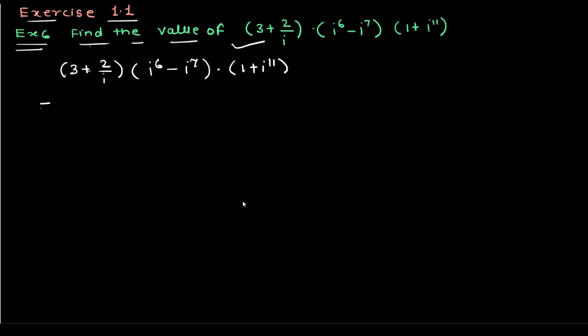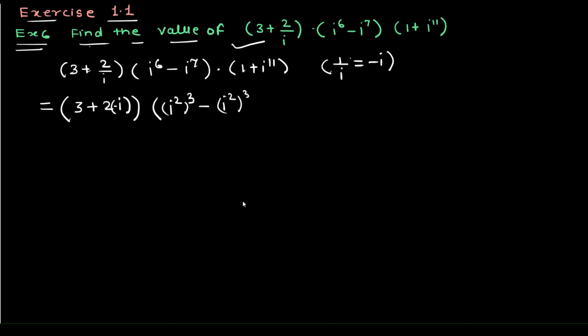Now we simplify that. First of all, 3 as it is plus 2 as it is, and we know that 1/i may be written as minus i. So 1/i will be equal to minus i. So 2 into minus i it will be, and then i to the power 6 will be i squared to the power 3, minus i to the power 7, which I will express as i squared to the power 3 and then into i.